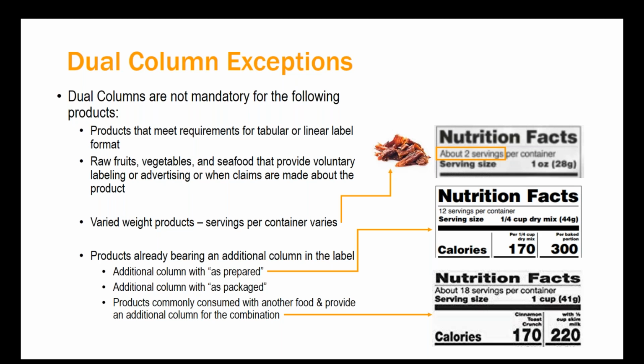Raw fruits, vegetables, and seafoods, the products that have voluntary labeling available, you do not have to use a dual column for those.